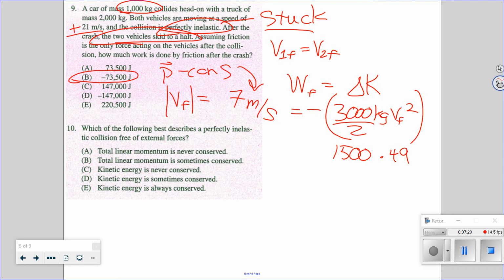Pretty sure I circled D on my answer key. Oh yeah. Okay. It should be B.